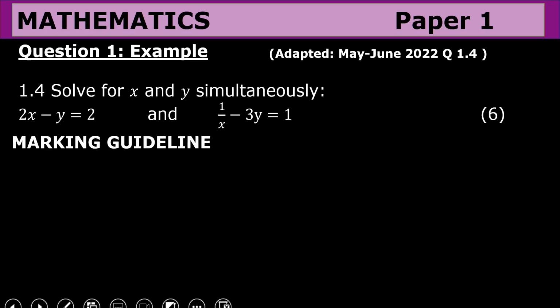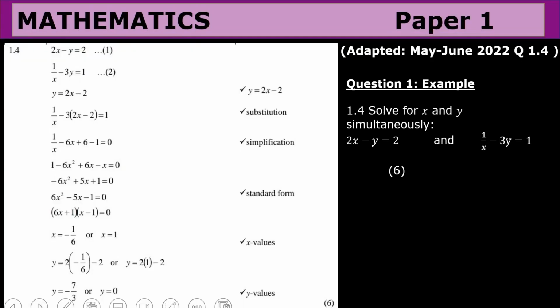The next one there says, solve for x and y simultaneously. So we need to solve for x and y at the same time. We have been given 2 equations there. So where are the marks allocated in this type of question? Well, let's look at the marking guideline. There we can see that from the 2 equations, we are going to get a mark for that 3rd equation. So you're going to choose to work from either the 1st equation or the 2nd equation to get that 3rd equation. In this case, we have worked with the 1st equation.